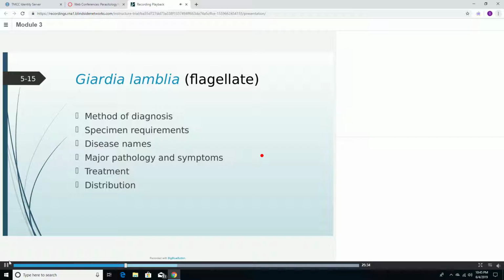One thing to mention: while Giardia is distributed worldwide, there have been some outbreaks related to cross-contamination of water and sewer systems.